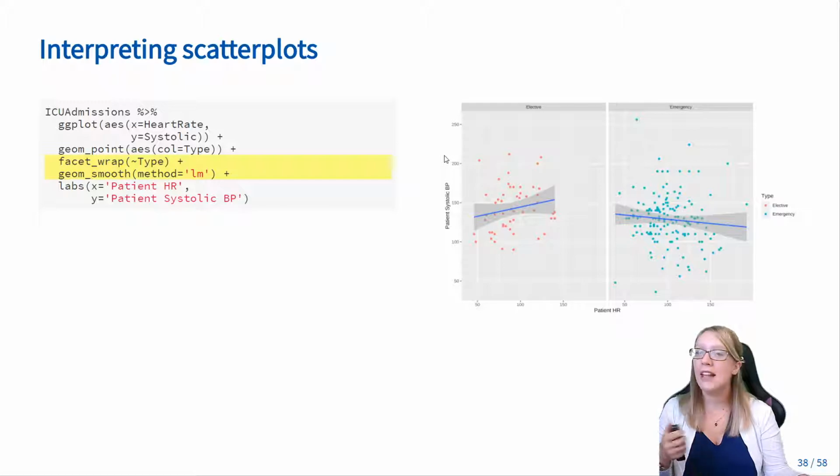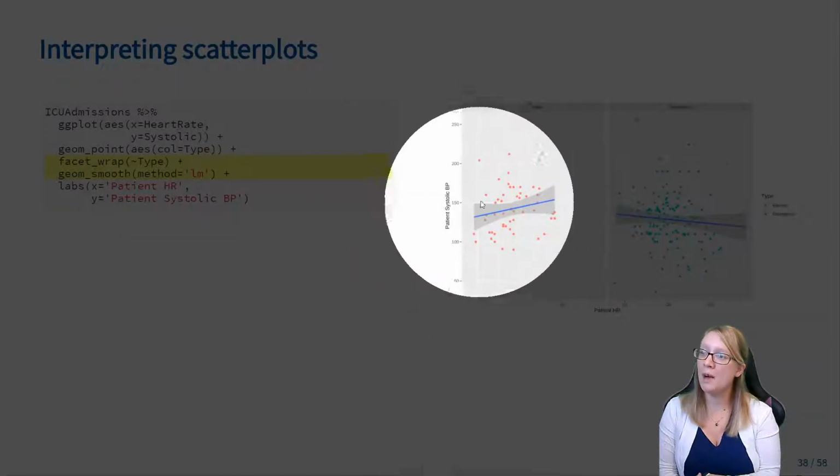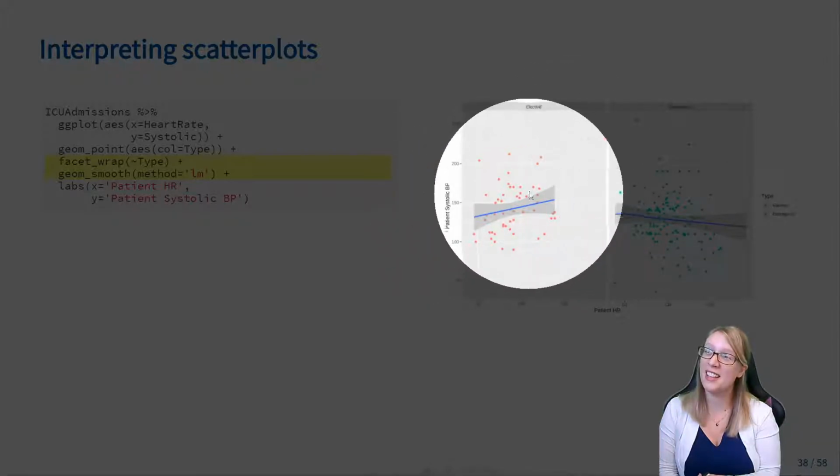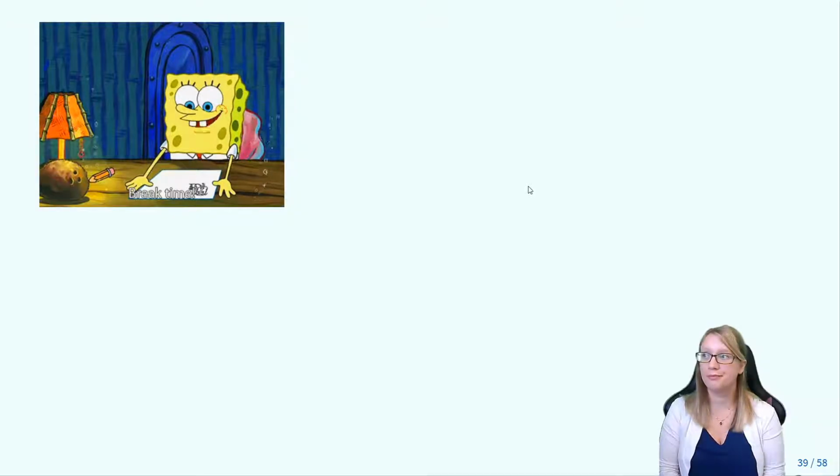So we have elective patients on the left, emergency patients on the right. They're still fairly scattered, but there are some differences. On the left with the elective patients, as the patient heart rate goes up, the systolic blood pressure tends to increase, although very slightly. For emergency patients, that relationship is less apparent. The slope of that linear trend line is less strong.